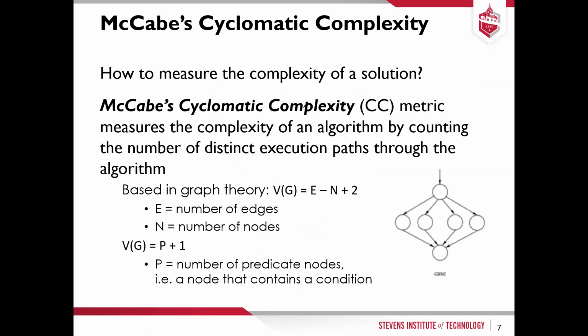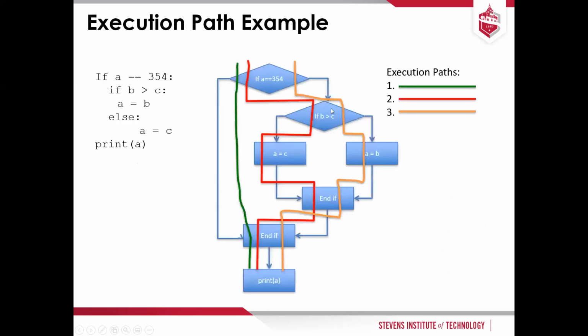How can I take advantage of that? I can look at the number of nodes and the number of edges to understand or predict the complexity of the function that I want to work with. What do I mean by edges? The linkage between each 2 nodes that I have. What is the node? It's one functionality. In this example, if A equals 354 is one node, then the linkage between this and the next condition that I need to look at, if B greater than C, is an edge, right?